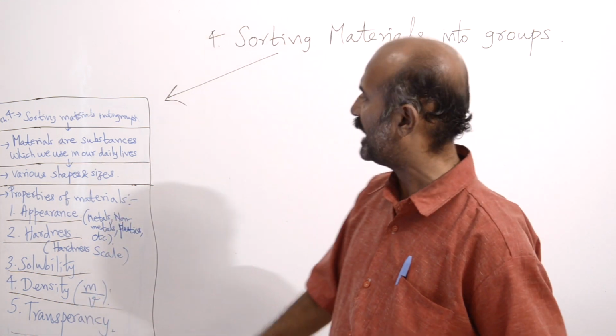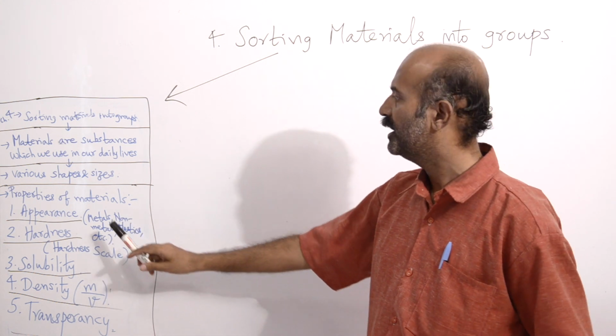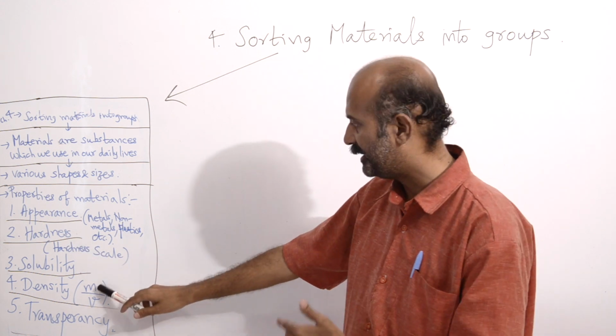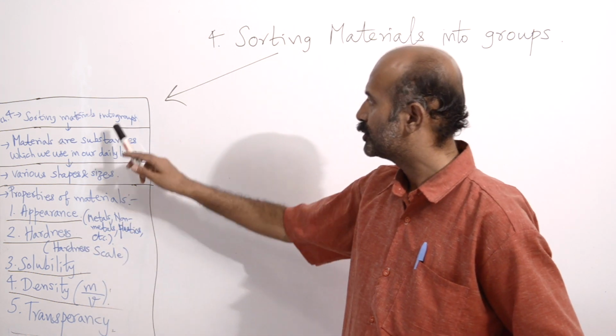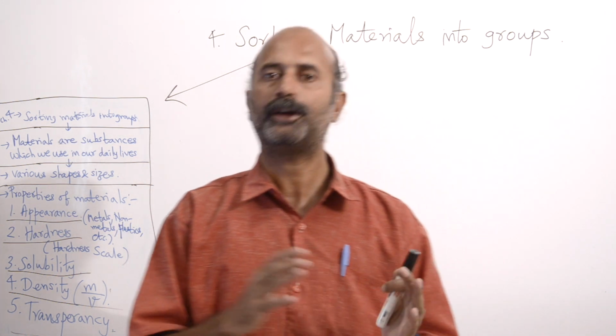So let me recap the basic properties of materials which are mainly considered. They are appearance, hardness, solubility, density and transparency. This is how materials are studied, and they are grouped accordingly.